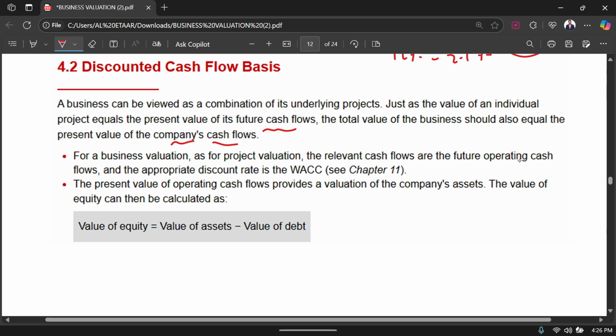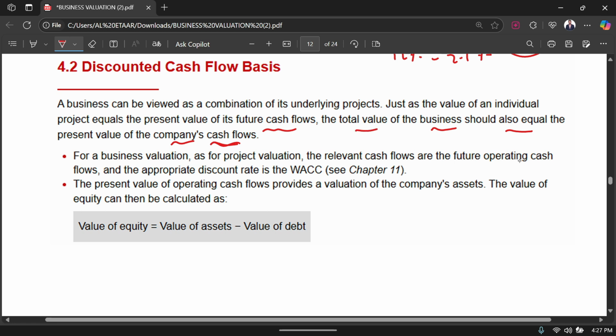So this discounted cash flow basis revolves around the logic that the total value of the business should always be equal to the present value of all the company's cash flow. So whatever the company's cash flows are, right, you just discount them to convert them into their present values, and then that's what you take as the total value of the business.